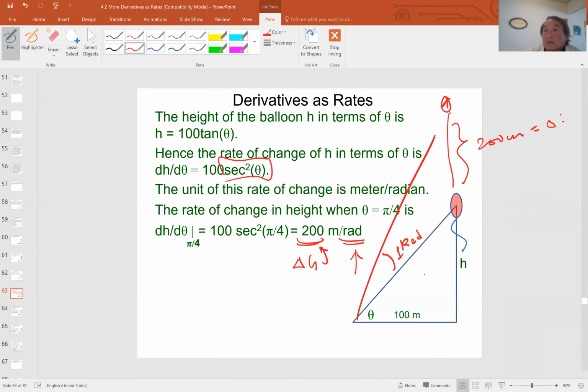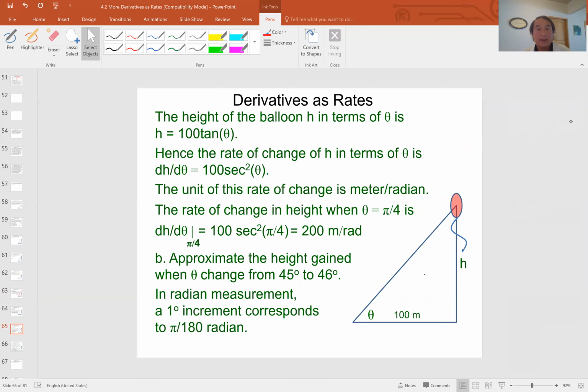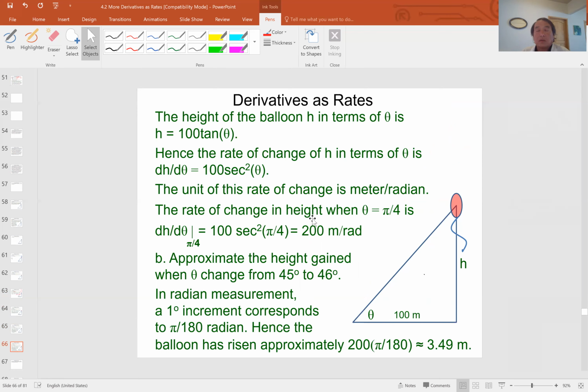Okay, this is delta H. That's what this is saying. Of course, we're not going to use 1 radian to approximate how much the height changes. We're going to use this formula to approximate how much the height changes when the angle changes by 1 degree, for instance, a very little bit. And 1 degree you have to put in radians, that's pi/180. So you multiply pi/180 by 200 meters per radian. So this is basically the elevation change from 45 to 46 degrees. Roughly, the balloon goes up 3.5 meters.